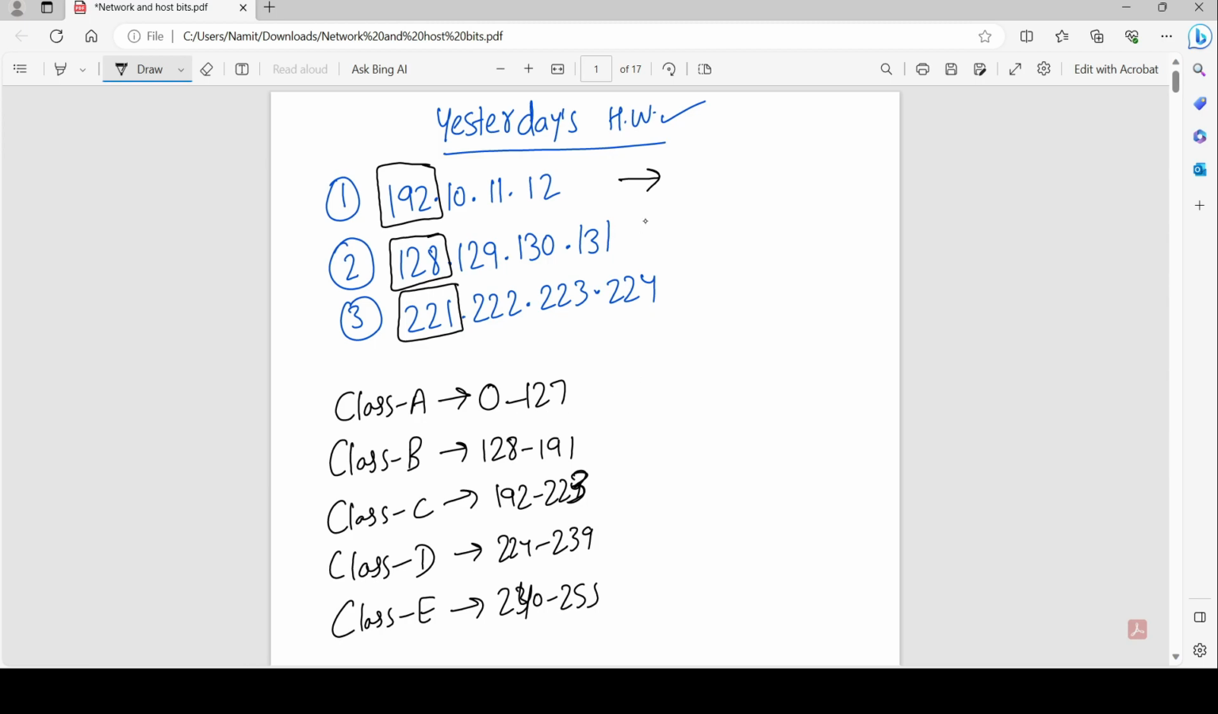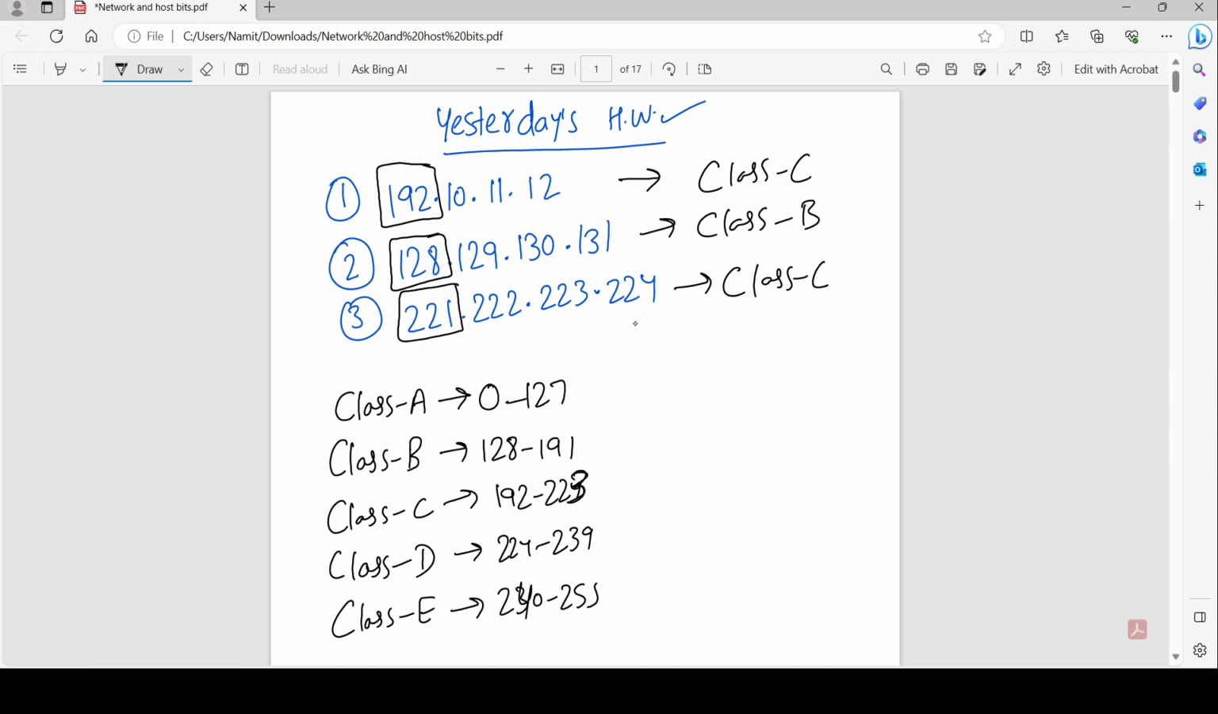So 192 falls in which class? It falls in the class C category. 128 falls in the class B category, and 221 again falls in the class C category. Done. So this was one question.